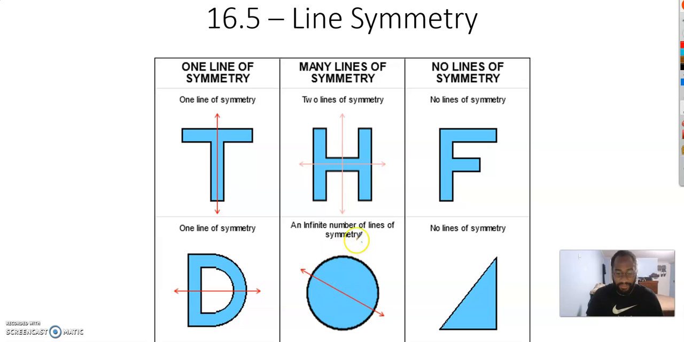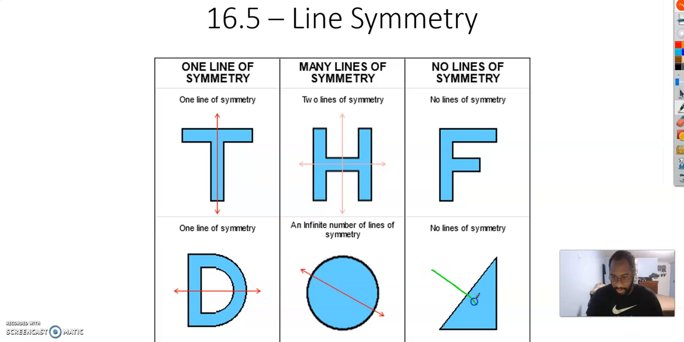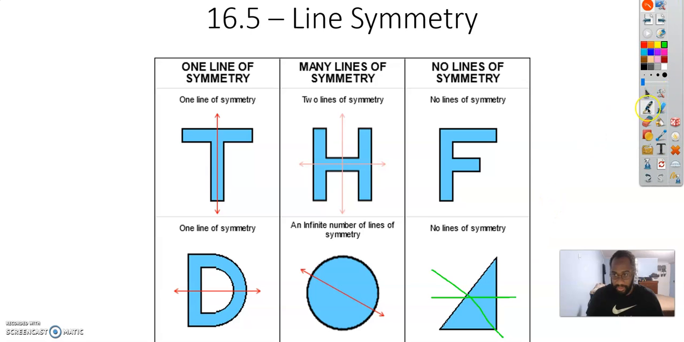A circle has an infinite number of line symmetry because you can split a circle any way you want and it'll still be even on both sides. An F, there is no lines. Any way you split it, right, it will not be the same on both sides. Same thing with this triangle. Any way you split this triangle, it will not be the same. This side is longer than this side. If you split it this way, still won't be the same. So there's no lines of symmetry.